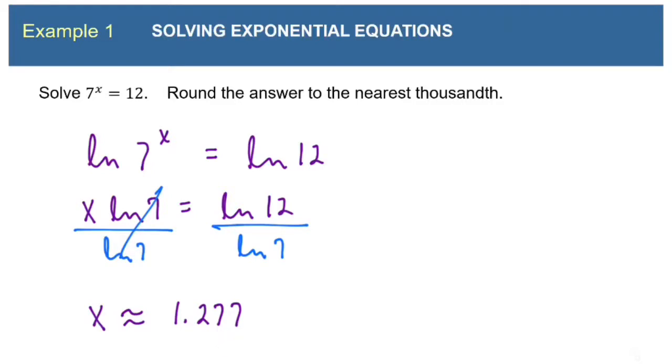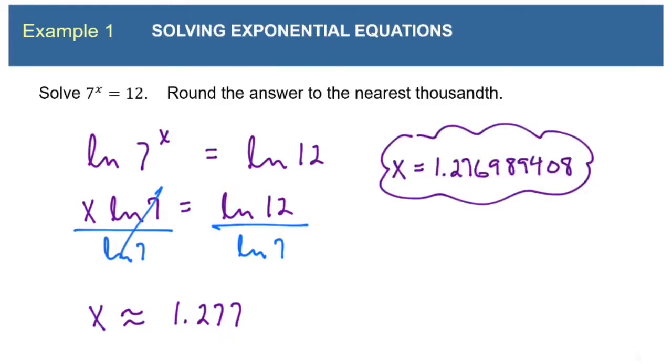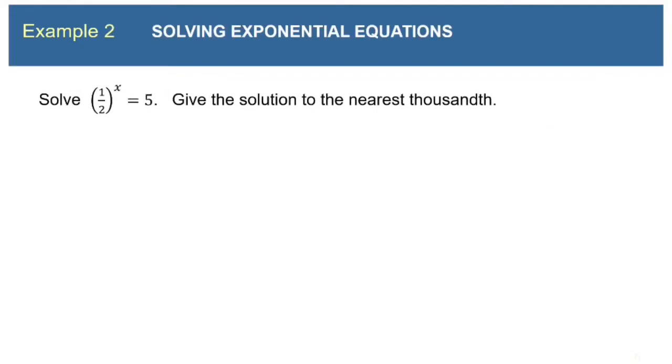So actually in the calculator, what it said was that x equals 1.276989408. But if we want to round to the third decimal place, then we have to look at the digit in the fourth decimal place, and if it's 5 or more, then this digit rounds up. Of course, y'all know that. So this would become 1.277.